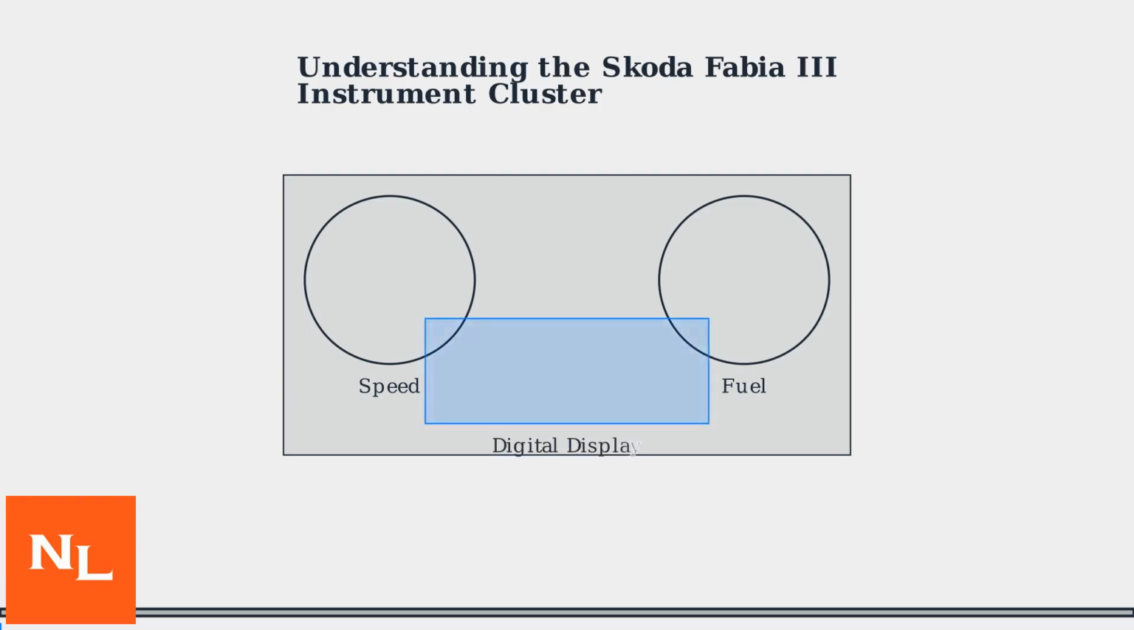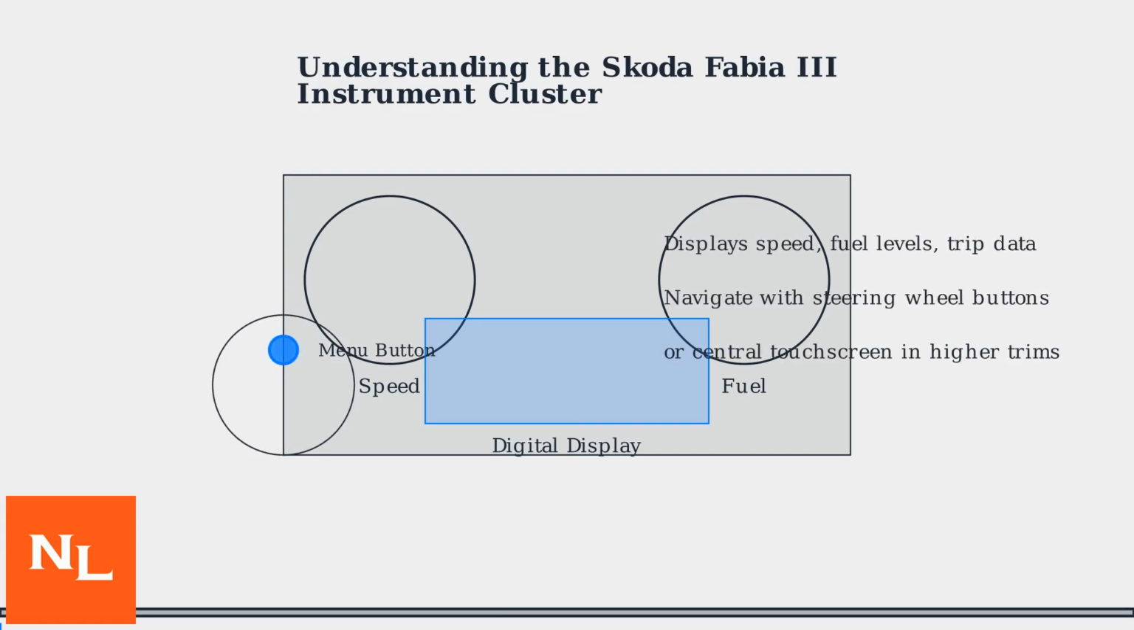A digital display area shows additional information such as trip distance, fuel consumption, and service reminders. In higher trim levels, this may be a fully digital cluster. Navigation is handled through buttons on the steering wheel, allowing drivers to access menus and trip information without taking hands off the wheel. Higher trims also support touchscreen control.